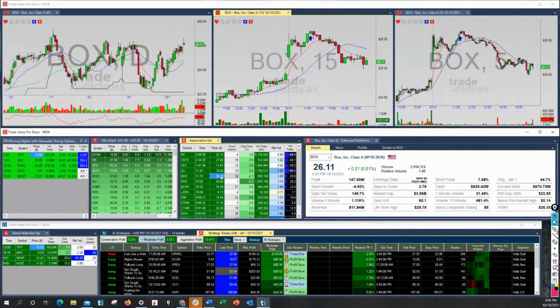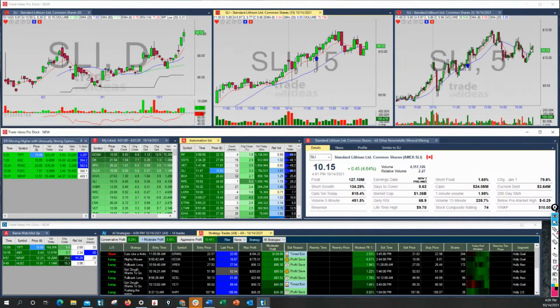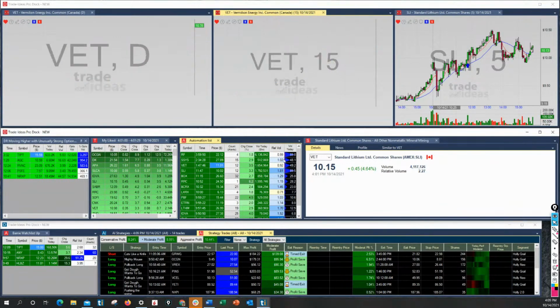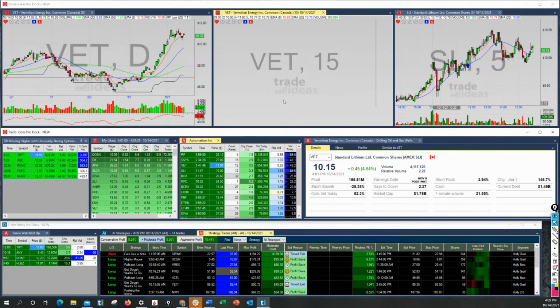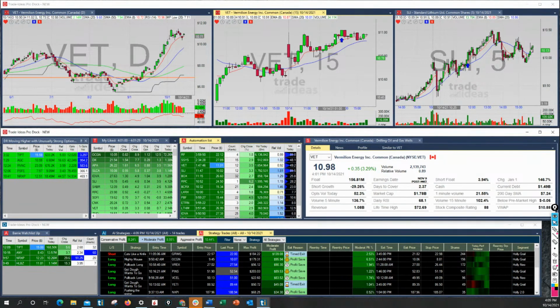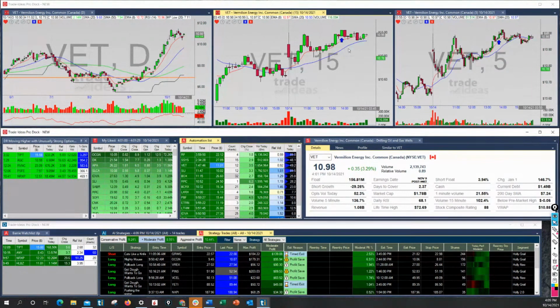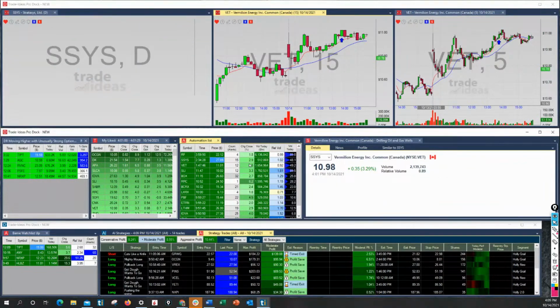Same kind of concept box, kind of caught the top of that, unfortunately. So some mixed results, some good ones. SLI worked out very well. Alerted at 10:02. Topped out here around 10:50. So nice 50-cent piece. VET, I didn't see what this did. Kind of bought the top on it. It closed right around there anyway, so kind of closed flat.